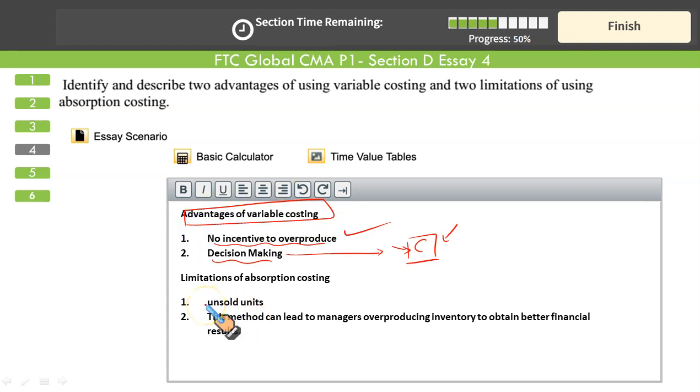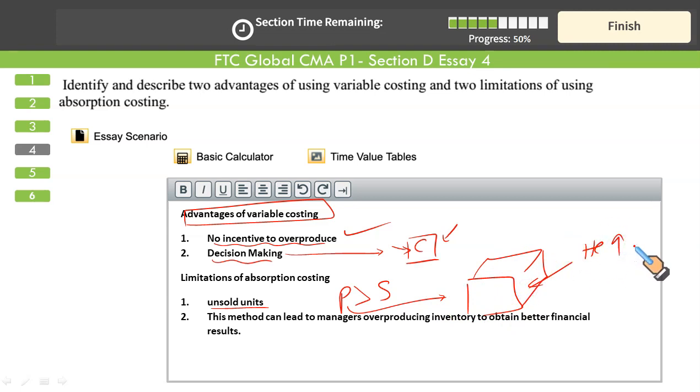A drawback, a limitation of absorption costing is unsold units. When you produce more than you can sell, those overproduced units will make your inventory swell. You may have to pay more holding cost, more insurance, more theft, more pilferage, more deterioration, more out of fashion stock. So unsold stock will result in more cost for the firm. Limitation of absorption costing.